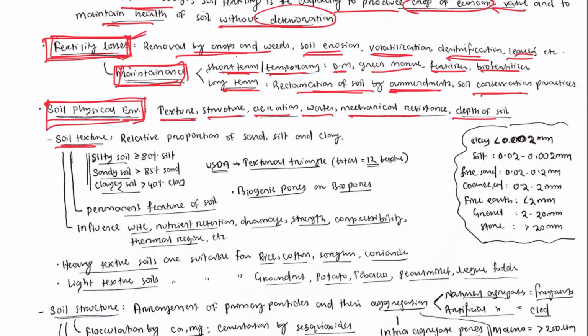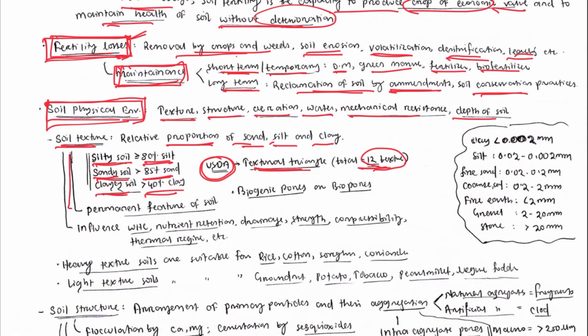Now, soil texture. What is soil texture? It is the relative proportion of sand, silt and clay. How much percentage of sand, silt and clay is present in a soil indicates the soil texture. There are 12 textural classes in the textural triangle proposed by USDA, the US Department of Agriculture. If we say silty soil, that means 80% or more silt fraction is in the soil. Sandy soil contains more than 80 to 85% sand. Clay soil contains more than 35 to 40% clay.